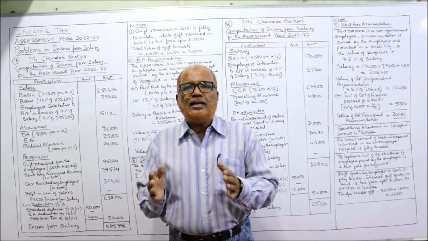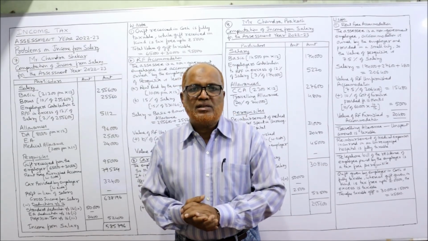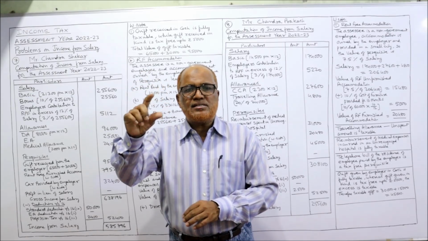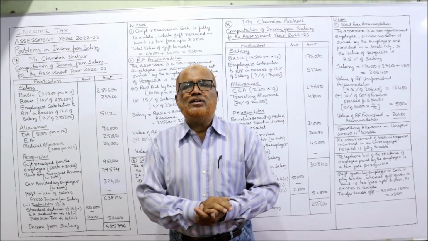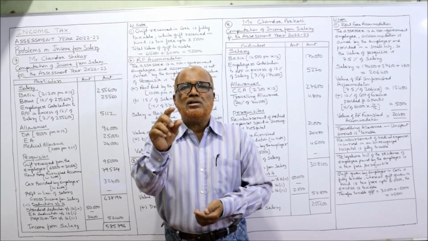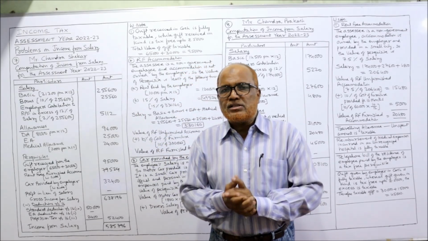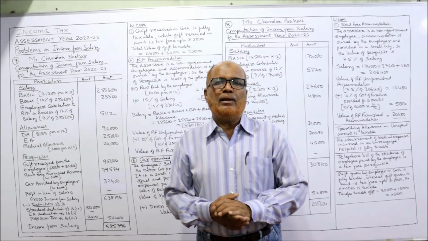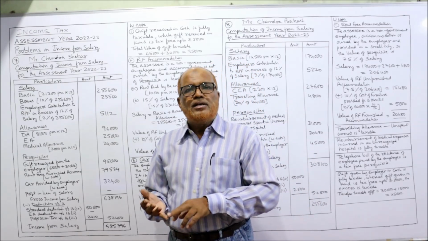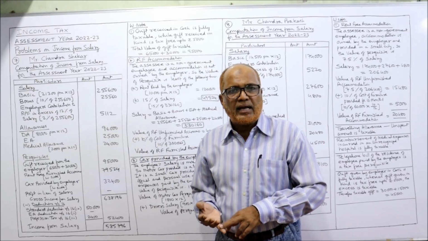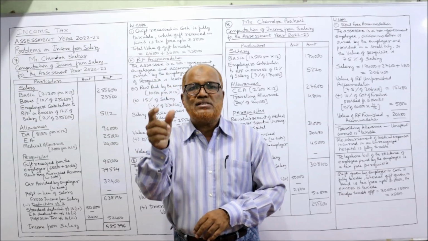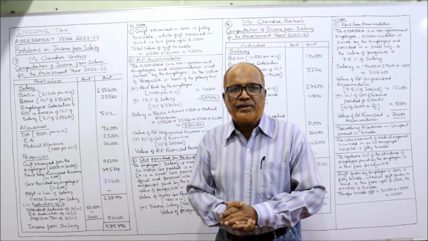For computing the income from salary, a specific procedure is given. The 4 subheads are: first, salary; second, allowances; third, perquisites; fourth, profit in lieu of salary. The total of these 4 subheads is called gross income from salary. From gross income from salary, 3 deductions are available. Deduction under section 16(1), that is standard deduction; 16(2), entertainment allowance deduction; 16(3), professional tax. After giving these 3 deductions, we'll get income from salary.